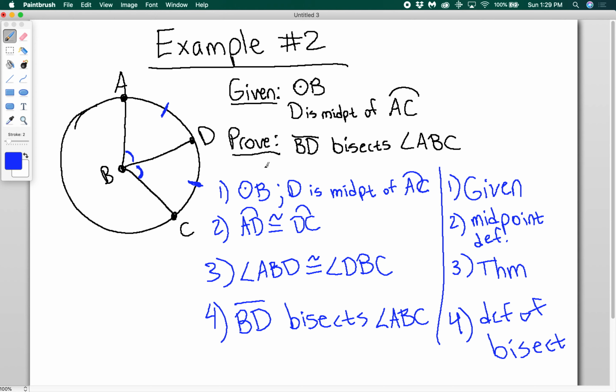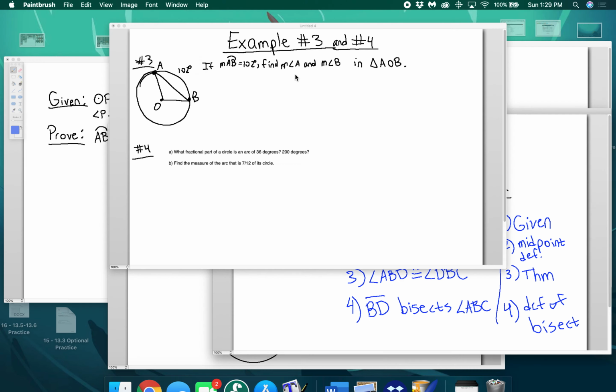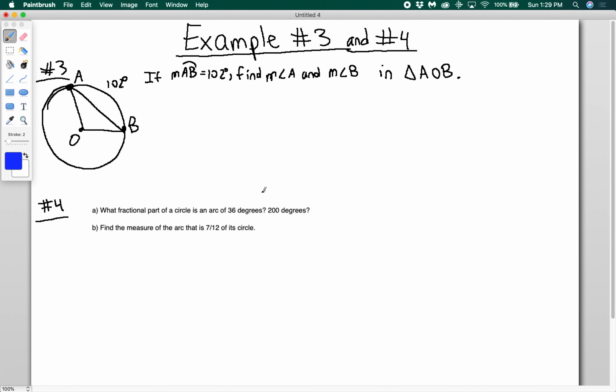So you can see it's a pretty useful property to be able to use. It lets us prove some stuff that otherwise might be a little tricky to do. So let's look at two more examples here, and then we have one more after that. For example 3, I have a circle centered at O, and I'm being told the measure of arc AB is 102 degrees. I want to find the measure of angle A and the measure of angle B in the triangle AOB. So I'm looking for this angle here and this angle down here.